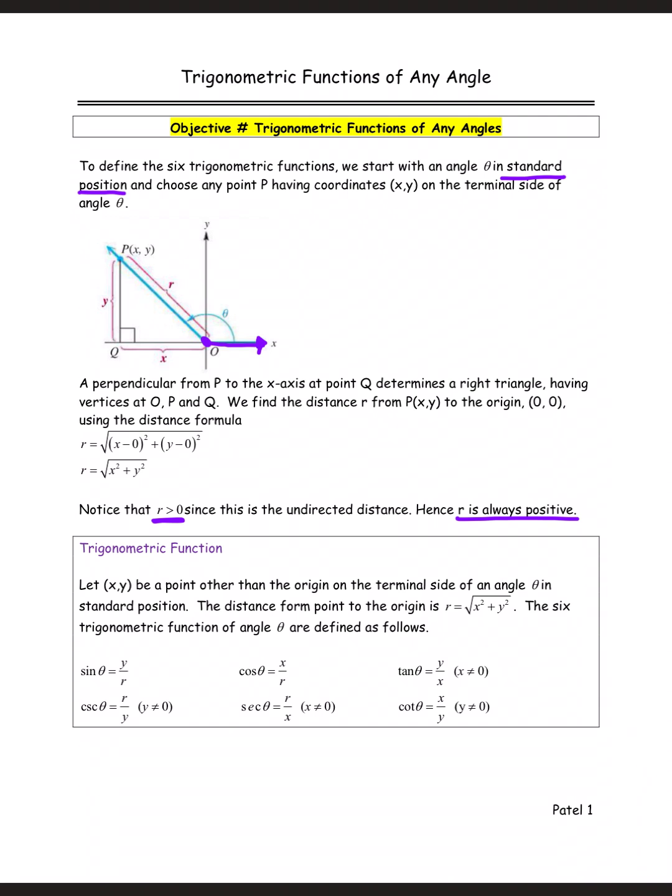Cosecant theta is the reciprocal of sine of theta, so it's r over y, and y cannot be 0. Cosine of theta is x over r, and its reciprocal is secant of theta, which is r over x, and x cannot be 0. Cotangent of theta is x over y, and y cannot be 0. Once again, if you know sine, cosine, and tangent, you know its reciprocals.